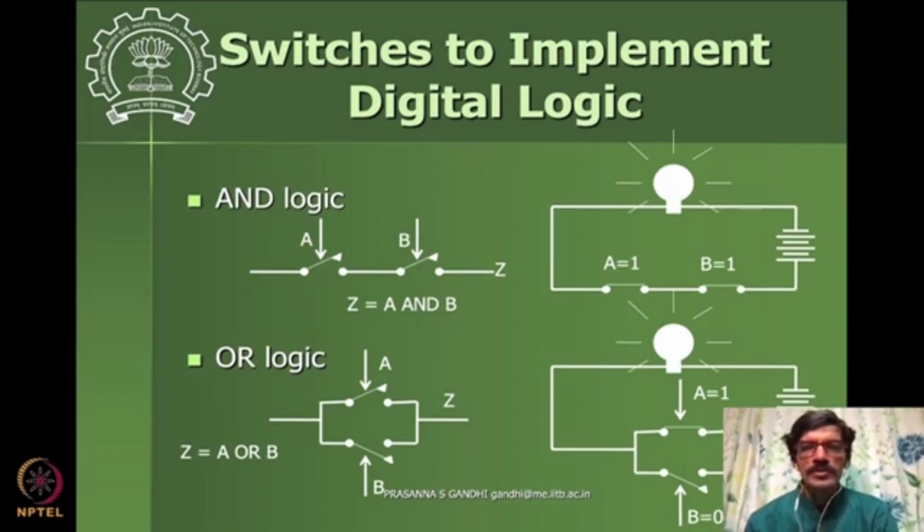A is 1, B is 1, your light is on. That is what I physically consider to be the physical mapping of physics into mathematics: it is 1. So switch on I define as 1, and light on I define as 1. Then I can come up with this abstract mathematical problem as a physical world problem.